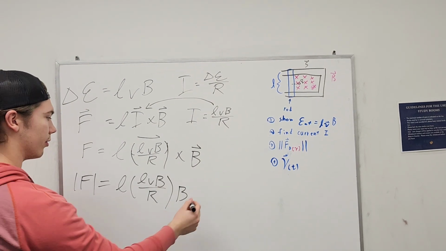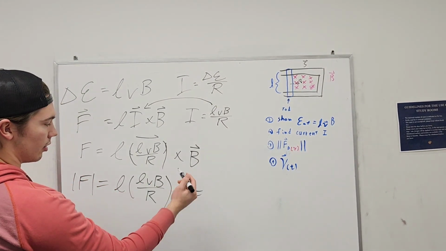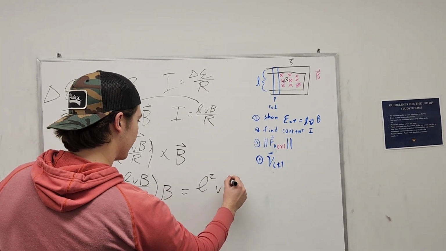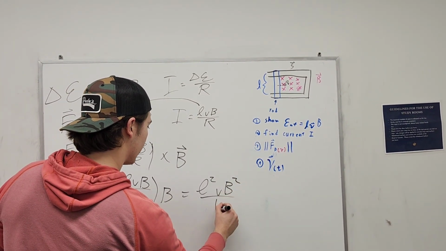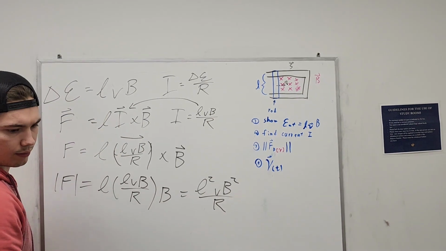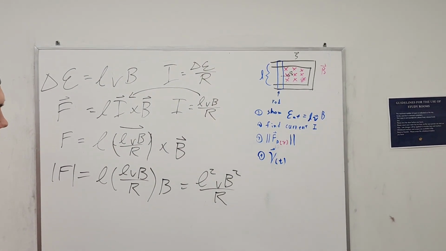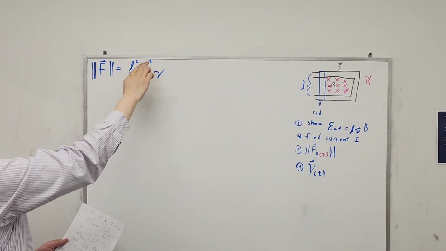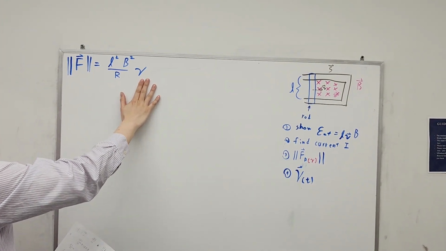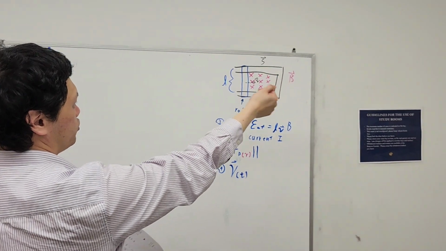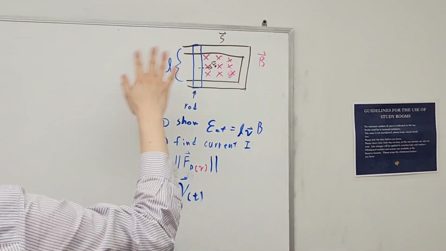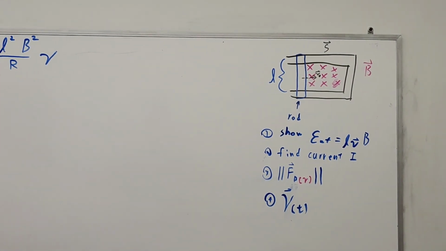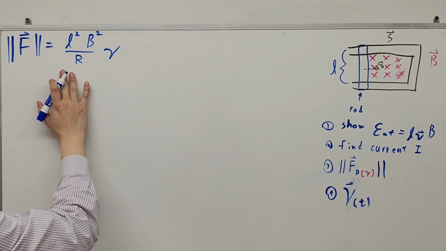From here we can simplify further, condensing our L's and our B's. So we get L squared V B squared over R. So now we know the magnetic force is equal to L squared B squared over R times V. And as we discussed in the intro, the force is going this way, so it's against the velocity.